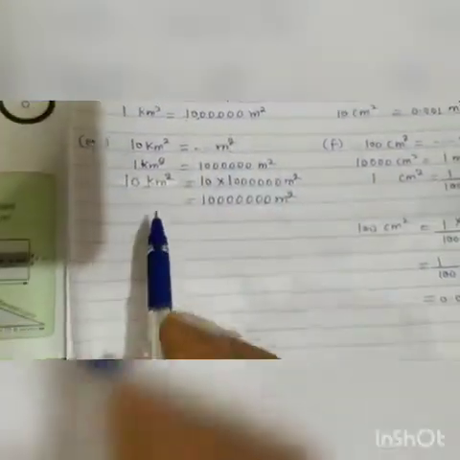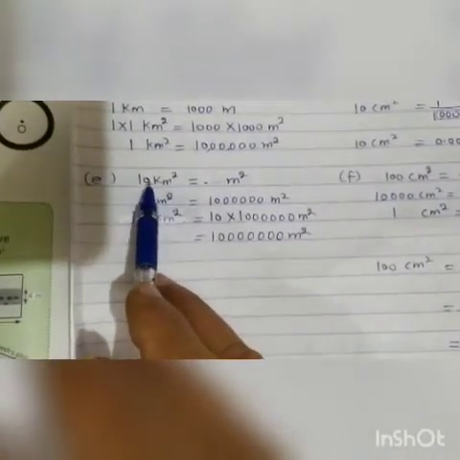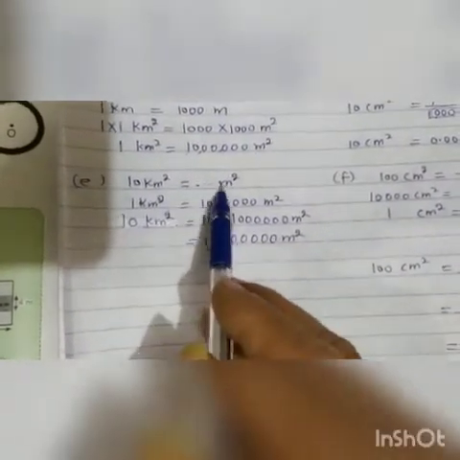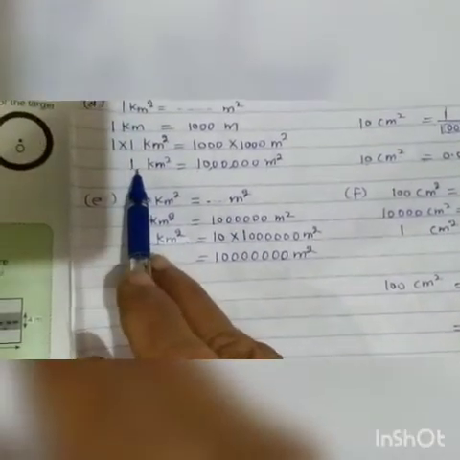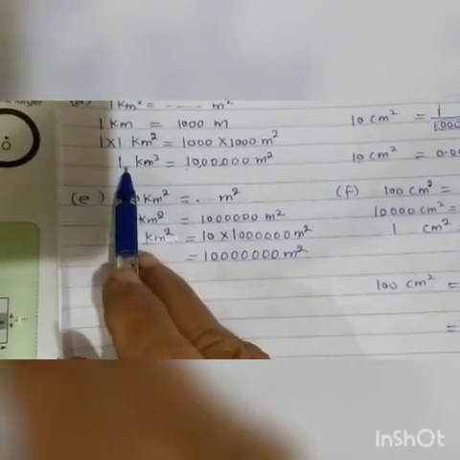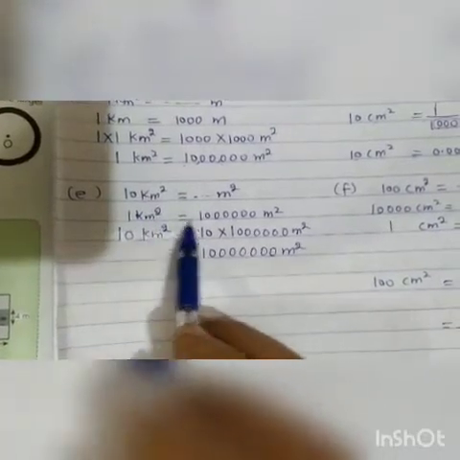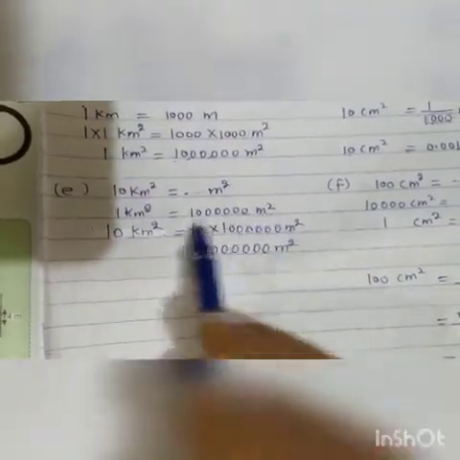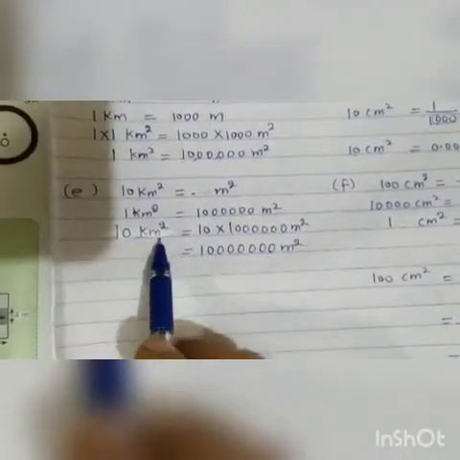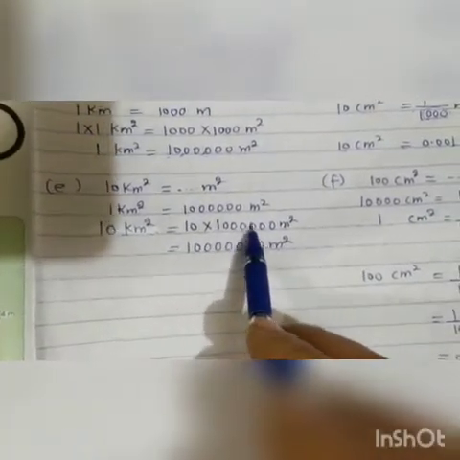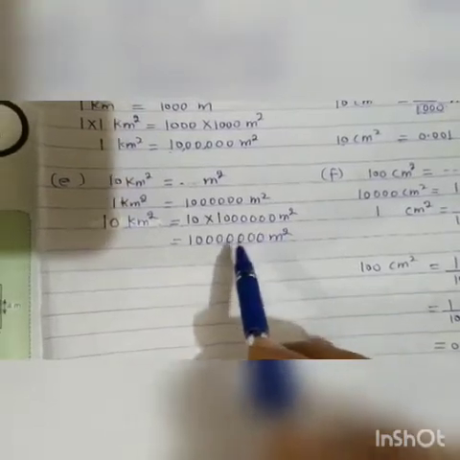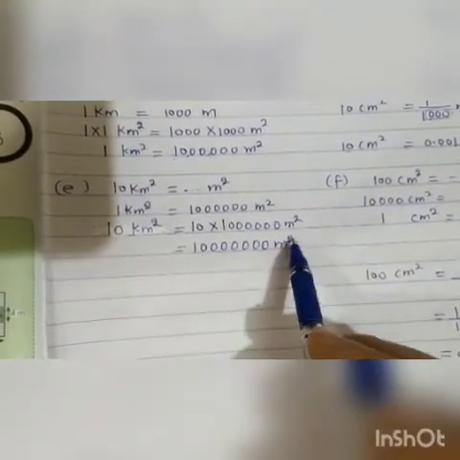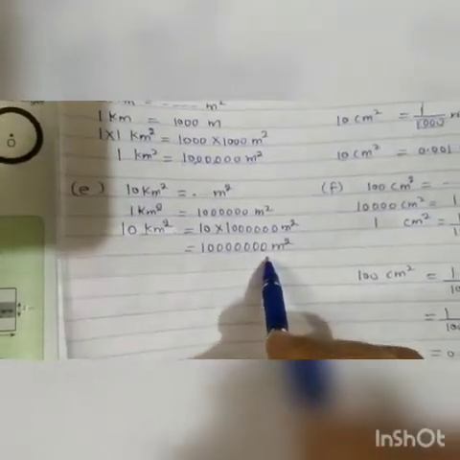E part. In E part, 10 square kilometer is equal to how many square meter? See here, we have just written, right now, 1 square kilometer is equal to 10 lakh square meter. So 10 square kilometer is equal to 10 into 10 lakh square meter. So it is 1 crore square meter.